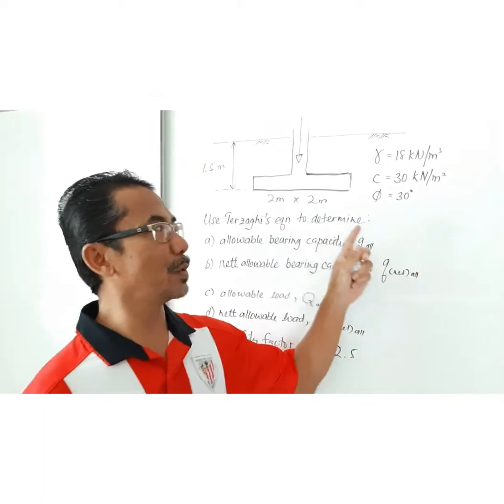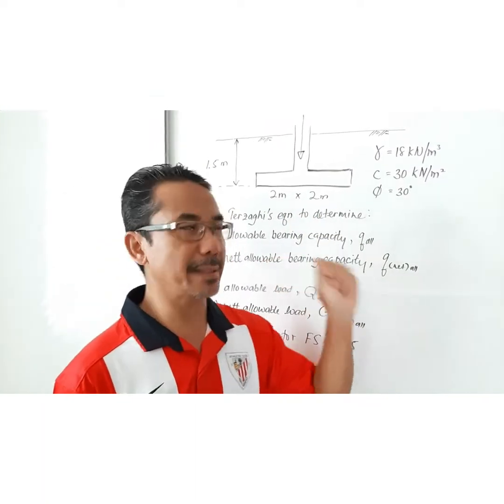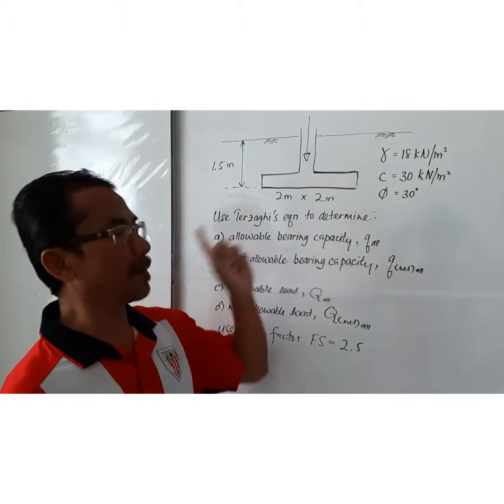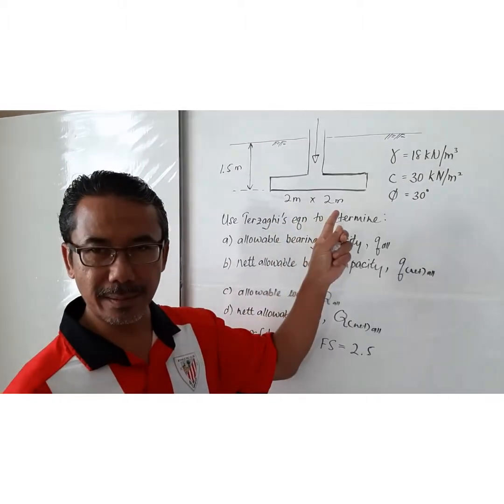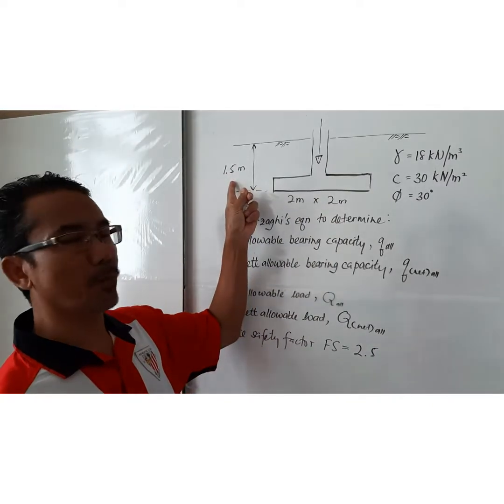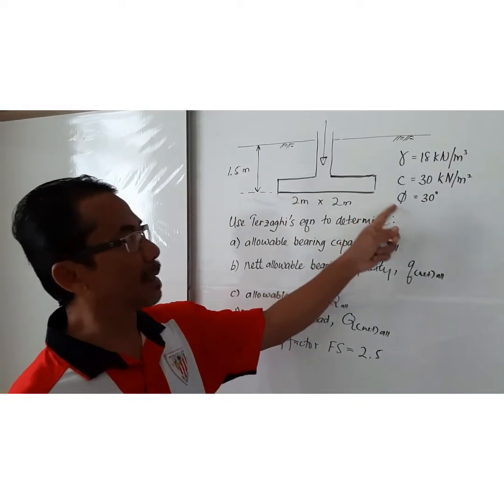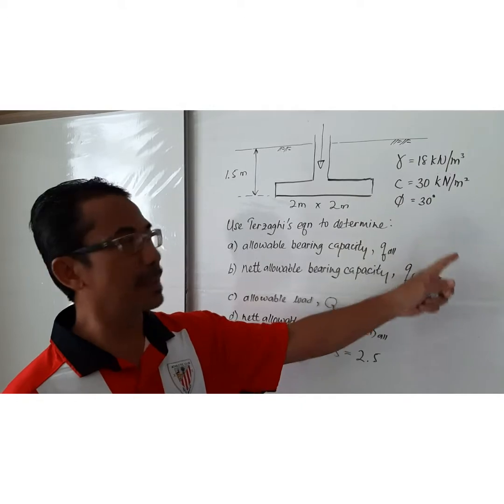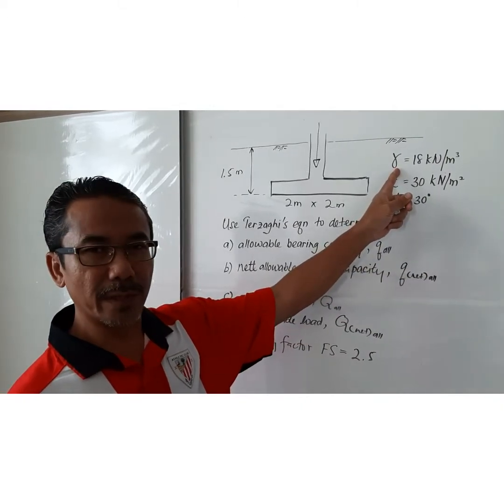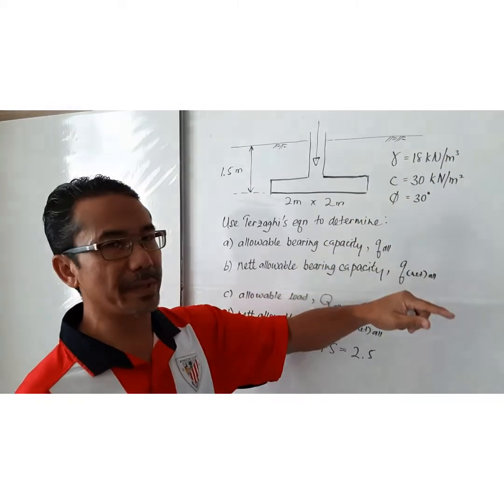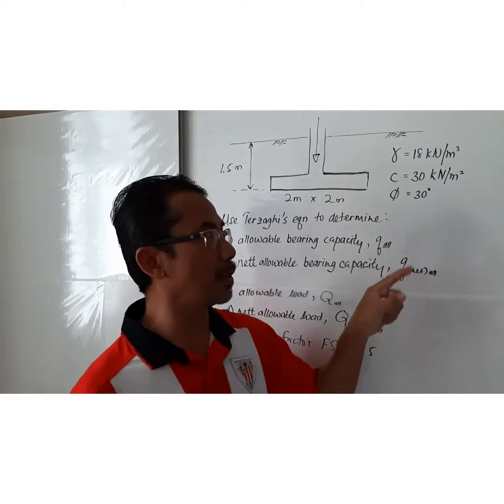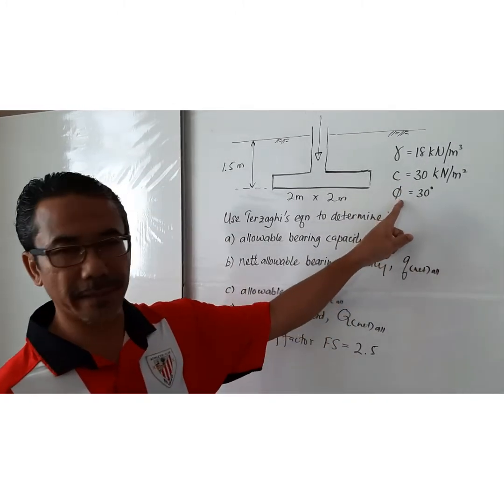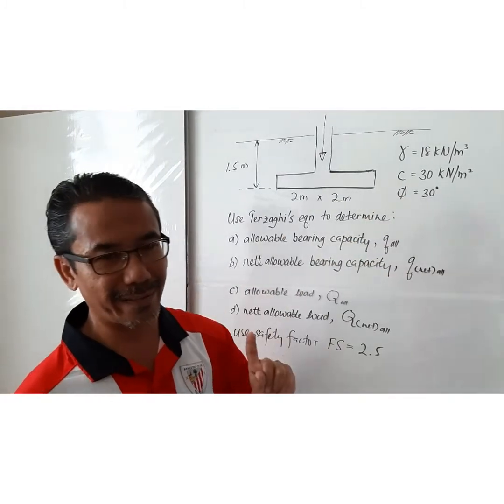Okay, if we refer to this example, we have a square footing, 2 meters by 2 meters, and then the depth of footing is 1.5 meters. These are the soil properties. Unit weight or gamma equal to 18 kilonewton per meter cubed. Cohesion c equals 30 kilonewton per meter squared, and the internal friction angle phi equal to 30 degrees.